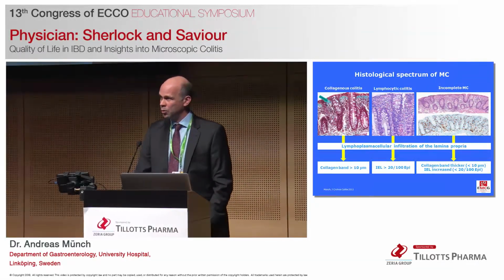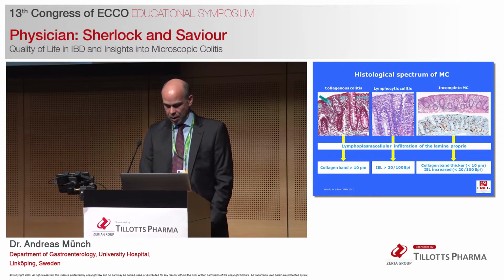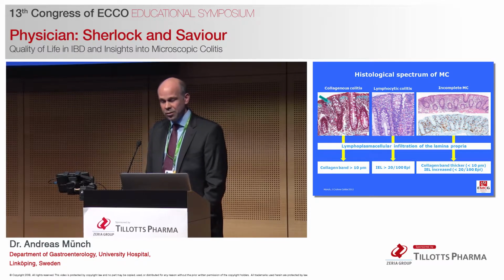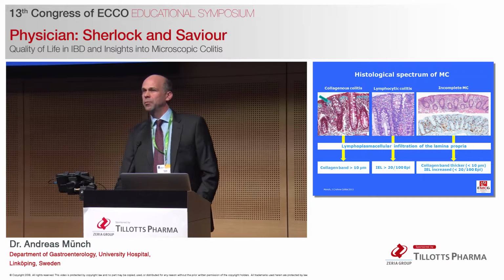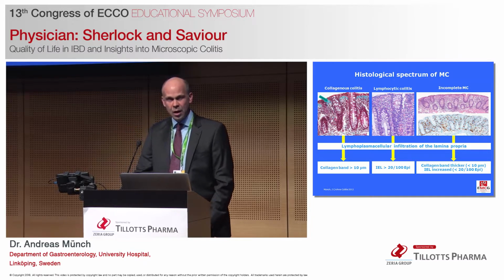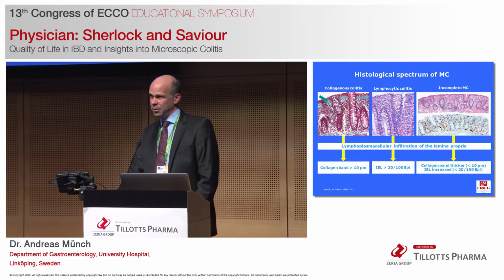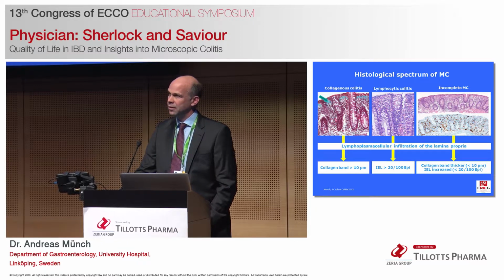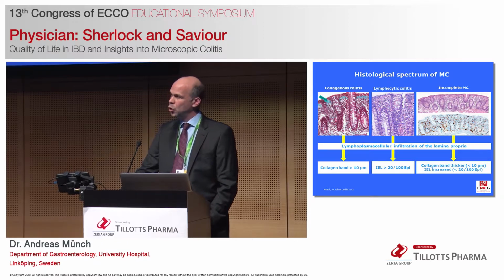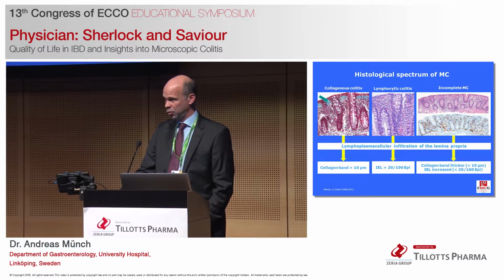So how is it in your hometown? Do you take biopsies? Because you need to do this in all patients that have chronic diarrhea, because then you give the pathologist the ability to make a diagnosis. And as you know, there are 3 subtypes. It's the collagenous colitis, it's the lymphocytic colitis, and it's a new concept we call the incomplete microscopic colitis.